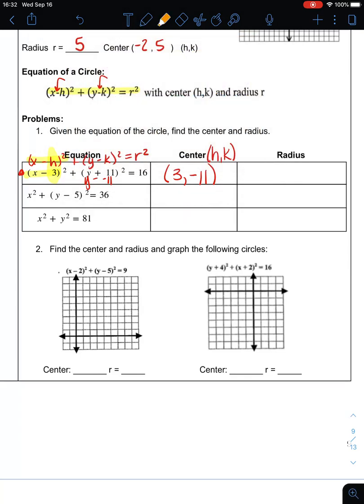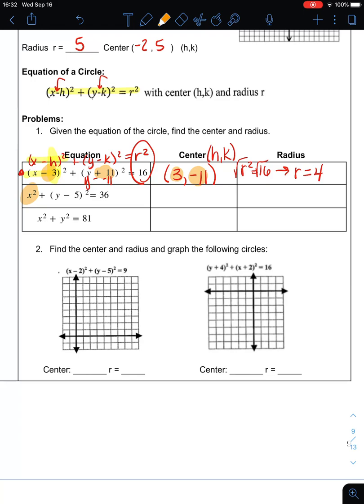Now, the shortcut is to recognize this is -3 and this is +3, this is +11 and this is -11. So the shortcut is: when you put it into the equation, use the opposite of what it was, and if you take it out of the equation, make it the opposite of what it was. Then r squared is 16, which means, taking the square root of both sides, r is 4.